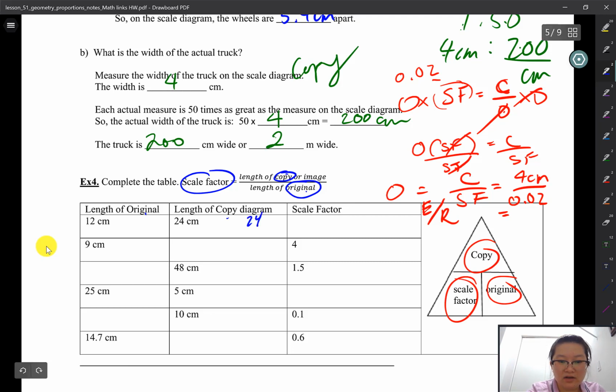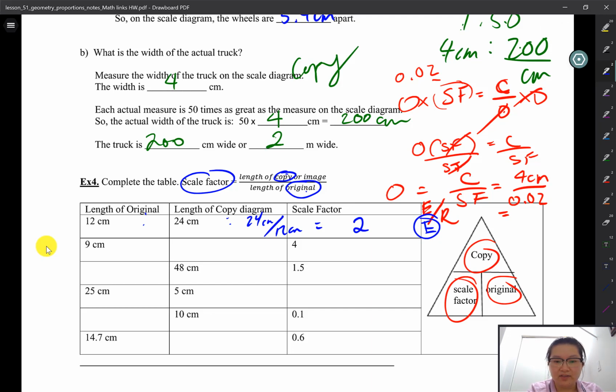So that is 24 centimeters divided by 12 centimeters, I am going to get 2 for my scale factor. Since this is larger than 1, this is an enlargement, okay? Notice my copy is bigger than my original.